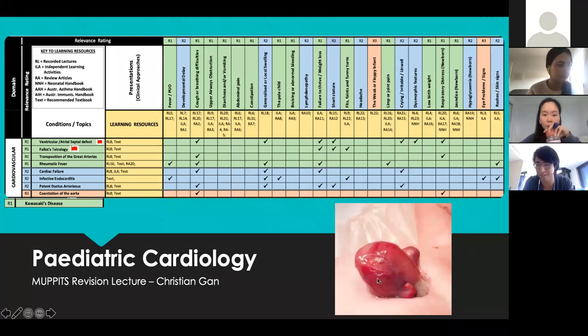And here we've just got a little picture of a baby's heart. This is ectopia cordis. Some babies, I think 8 in a million, can have the heart born outside of their body. It's not going to be examinable, but it's pretty cool.